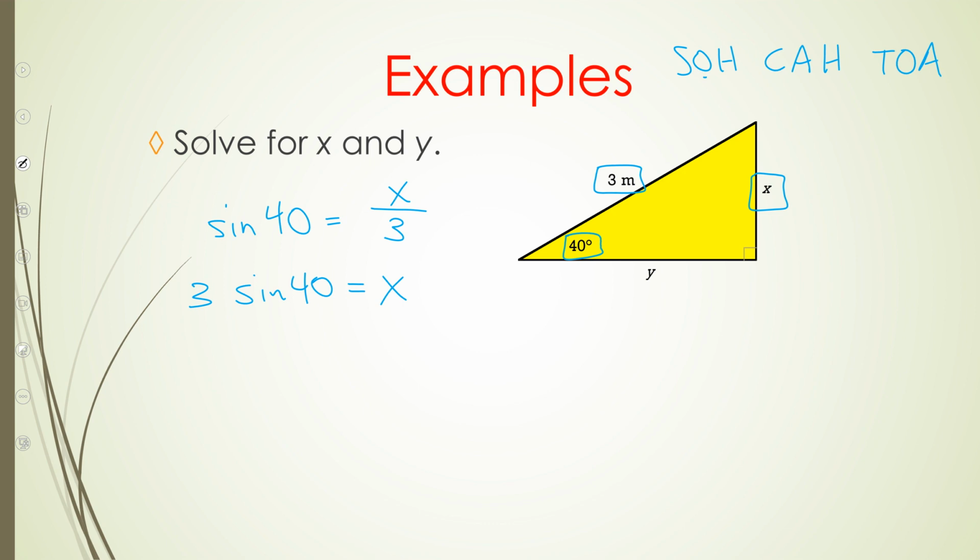Okay, now let's talk about a couple logistics here. You'll notice that when I multiply both sides by 3, I put the 3 in front of the sine. The reason I did that is I don't want that 3 to get mixed in with the 40. In other words, if you type in sine of 40 times 3 on your calculator, and you're not careful with parentheses, you're going to get a wrong answer. Therefore, I put it out in front so I don't have to worry about it.